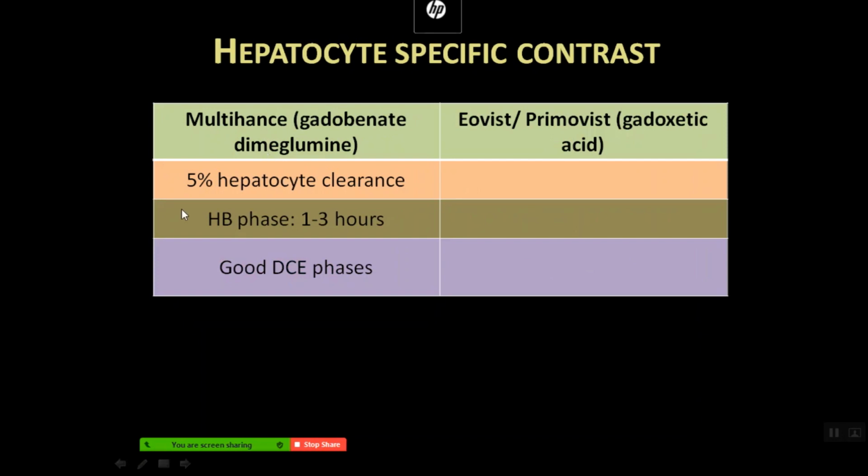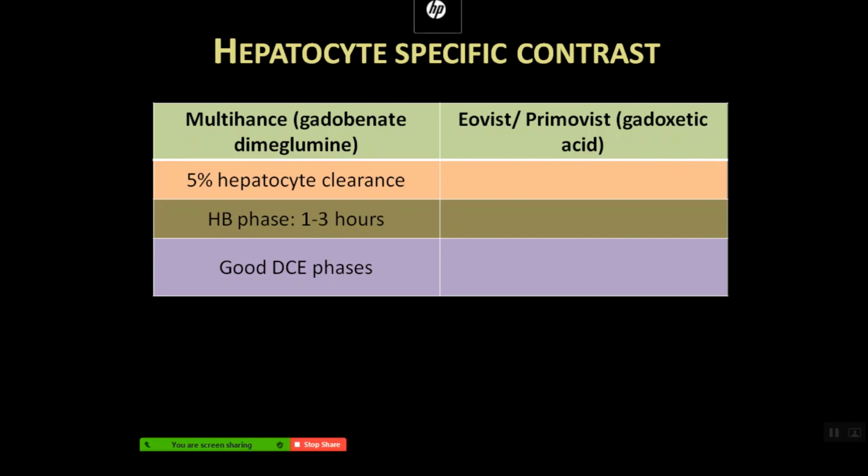So it has only 5% hepatocyte clearance, right? So 95% is excreted by the kidneys. 5% of the contrast is taken up by the hepatocytes, and after they take it up, they excrete it in the bile ducts. Okay, so because it's very low hepatocyte clearance, the HB phase takes time to come. So you will get it only at 1 to 3 hours.